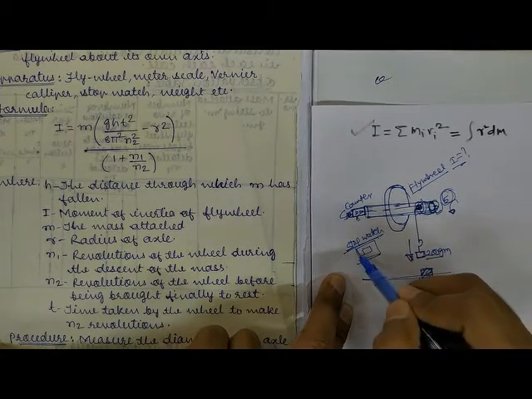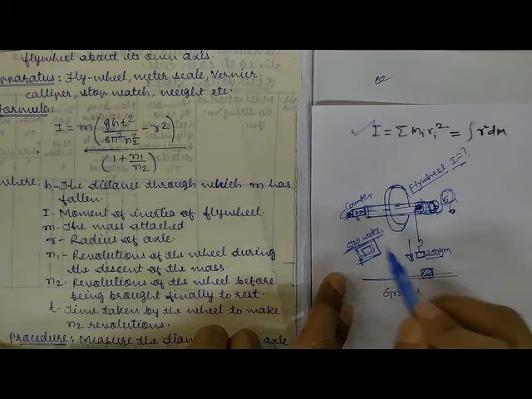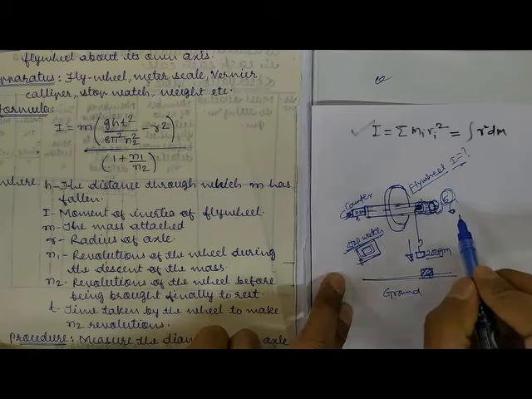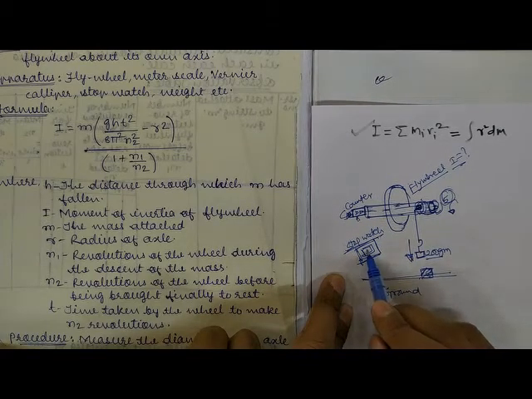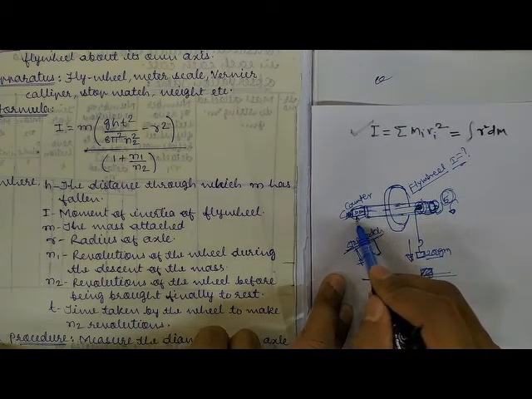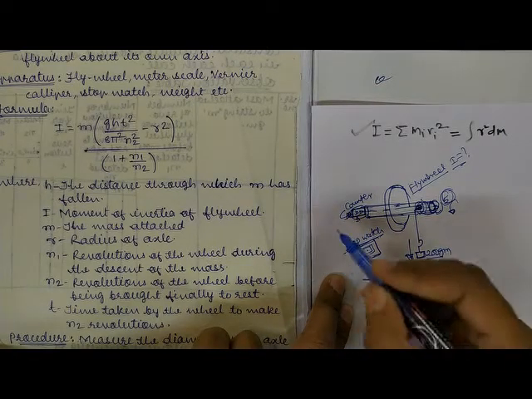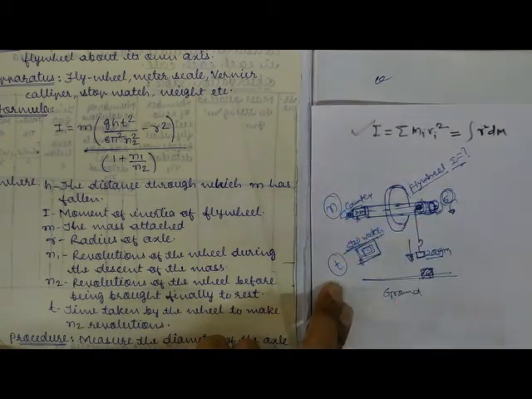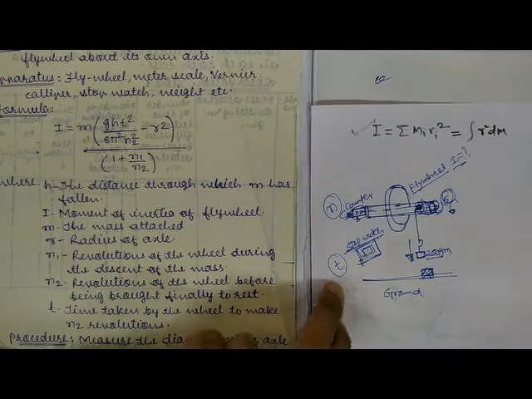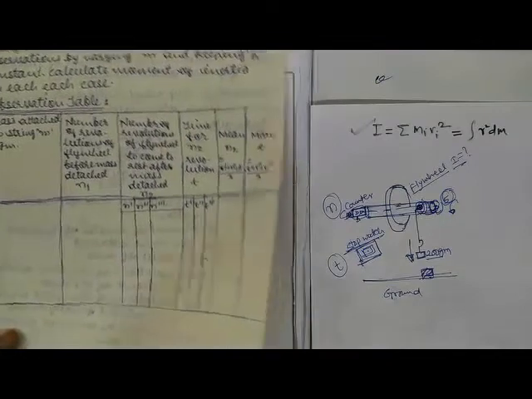You just have to record the time required to stop this particular flywheel. Obviously it will rotate, and after a few seconds or a few minutes it will stop. Once it has stopped, switch off the stopwatch and record the time, and at the same time note down how many rotations it has taken on the counter. Okay, now you got the idea. You just have to take the time and the number of rotations.